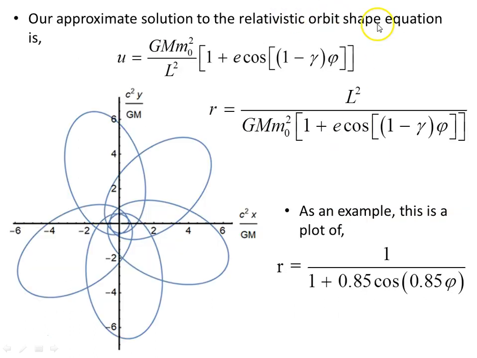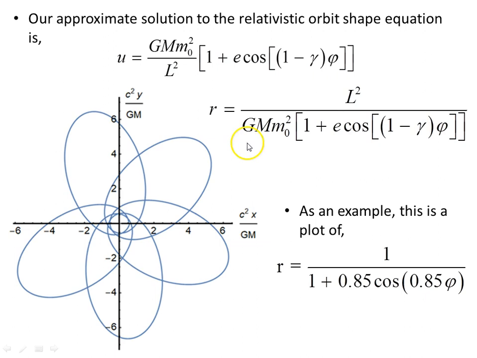And our approximate solution to the relativistic orbit shape equation is, just reminding ourselves, here it is, this is U. Flipping that to get 1 over R, we get R is L squared on GM M0 squared times all this object here. So if you wanted to plot that for values of GM, you could look at specific cases, and angular momentum and eccentricity, and calculate your gamma and so on like that.